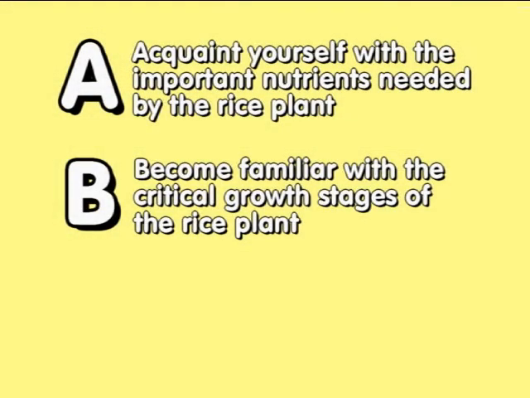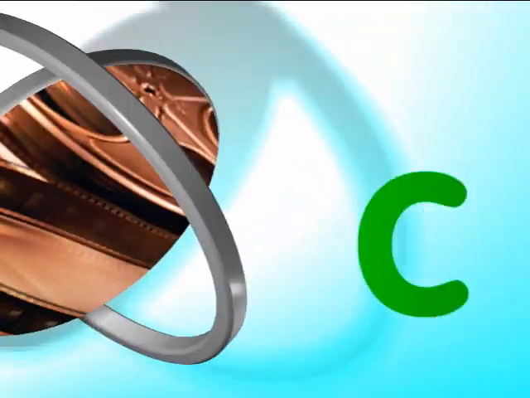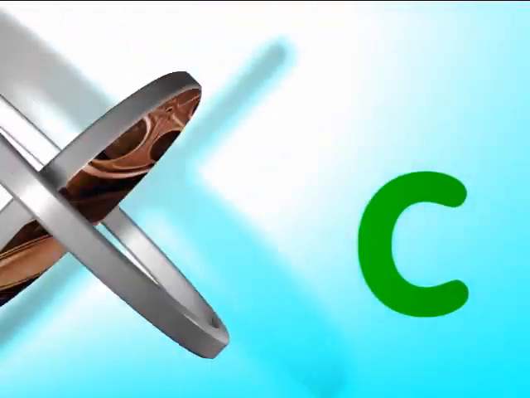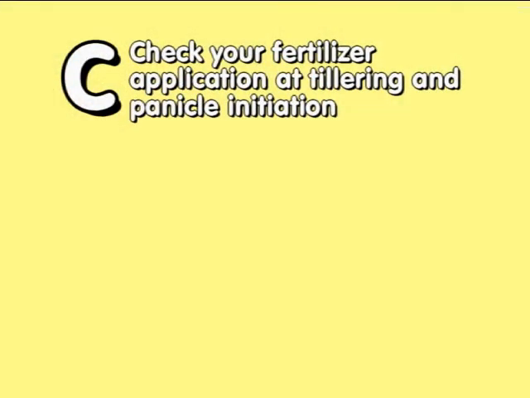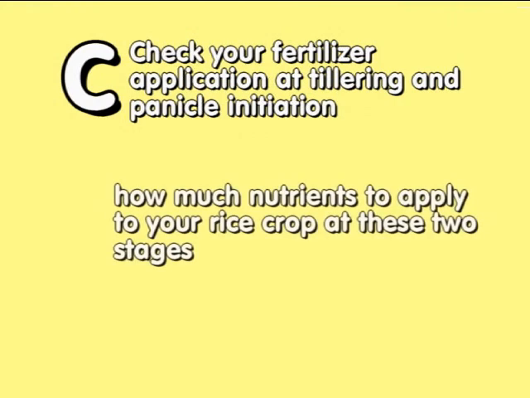In the last two videos, we learned about the A and B of the ABC of proper nutrition. In this video, we will talk about the C. Check your fertilizer application at Tillering and Panicle Initiation. Specifically, you will learn how much nutrients to apply to your rice crop at these two stages.